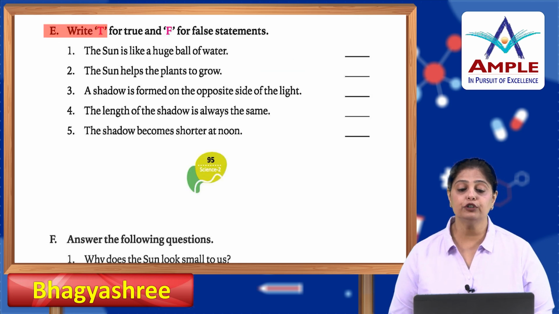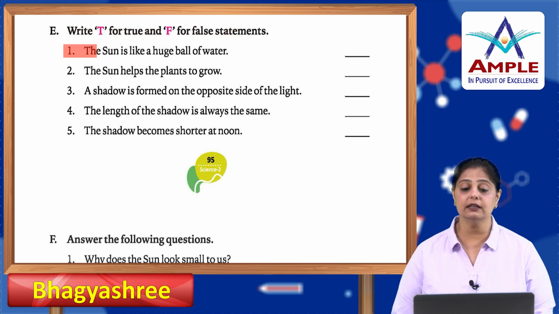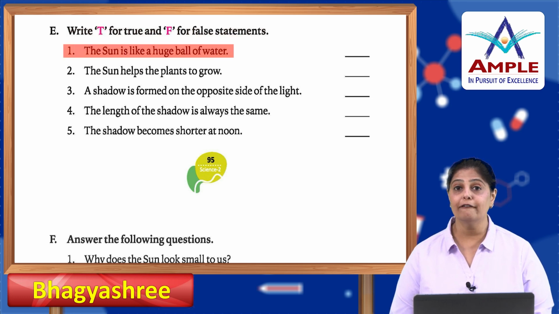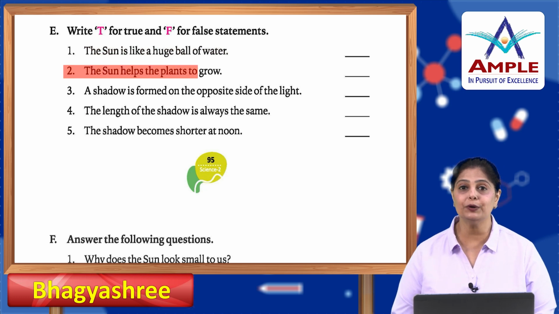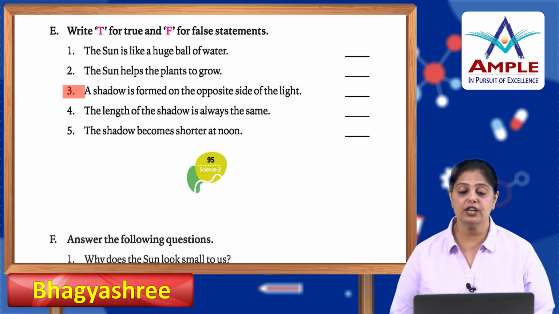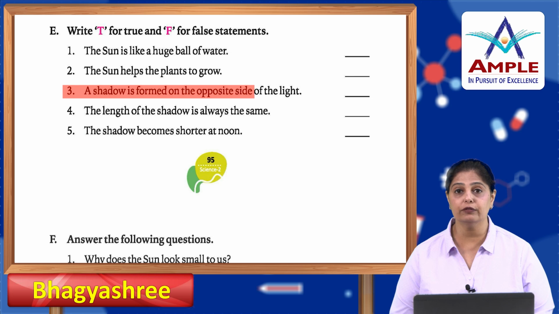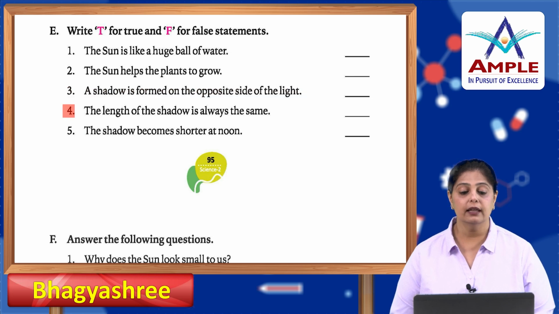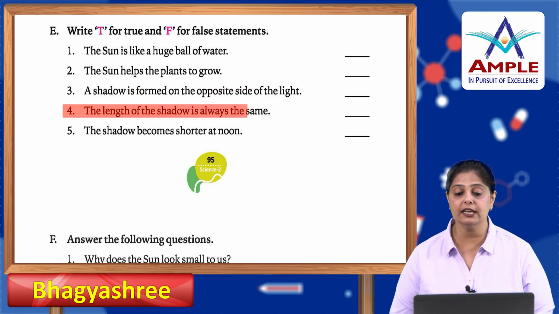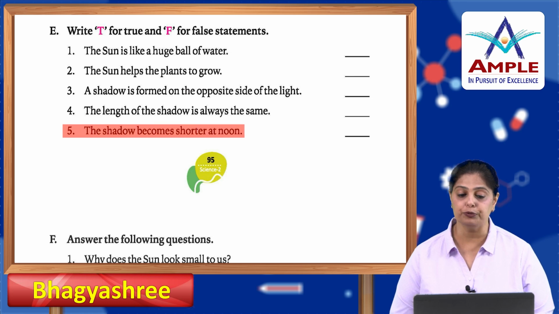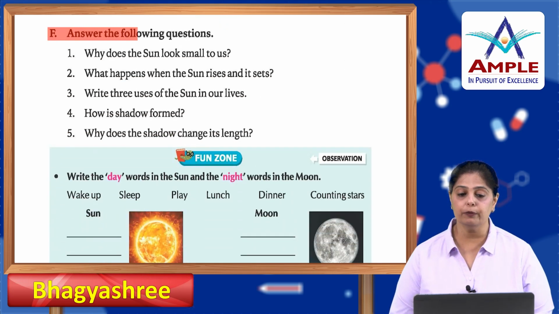Alright, write T for true and F for false statements. The sun is like a huge ball of water. False. It's a ball of fire. The sun helps the plants to grow. Yes. A shadow is formed on the opposite side of the light. True. The length of the shadow is always the same. False. The shadow becomes shorter at noon. True. Okay. Answer the following questions.